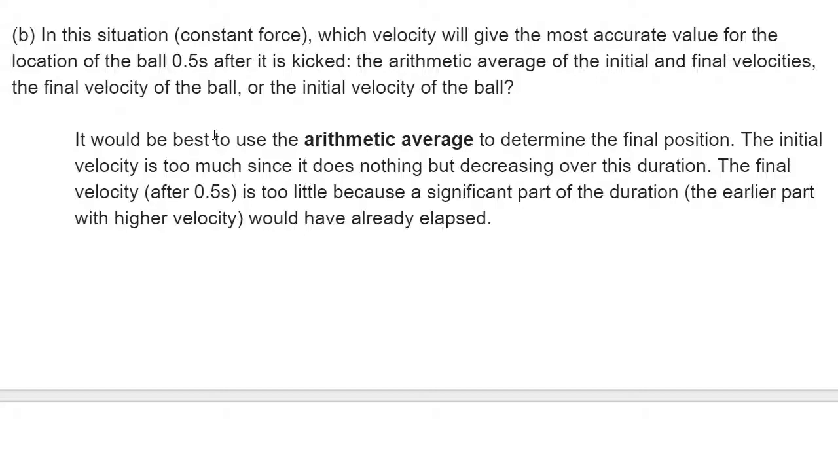In part B, they want to know, assume you want to figure out where the ball is half a second after it's kicked. What would you use for the velocity when you're calculating that? Would you use the arithmetic average of the initial and final velocities? Would you use the final velocity of the ball, or would you use the initial velocity? And I say the arithmetic average of the initial and final velocities would be the best, because the initial velocity by itself would be too much, because the ball only decreases its velocity over that time interval due to gravity. The final velocity is too little, because we'd be excluding the earlier part of the interval with the higher velocity.